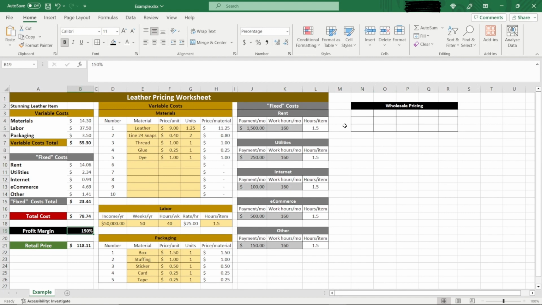All right, we're going to make a similar chart here to determine our wholesale pricing, similar to what Buckle Guy had. So let's get started. I have already entered some labels here: quantity, discount, and price. So the Buckle Guy had 5 different tiers of pricing.